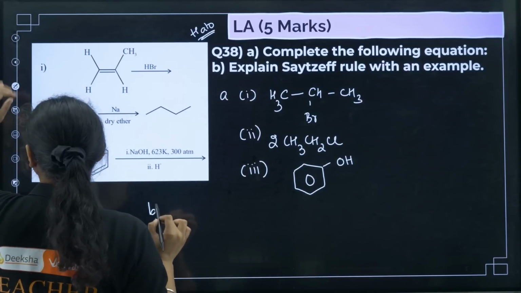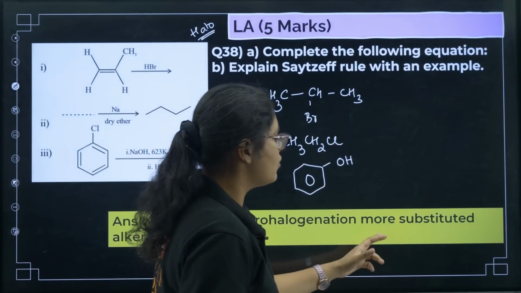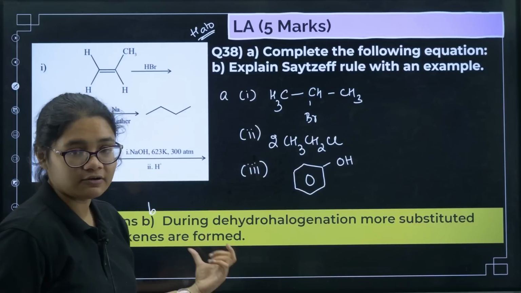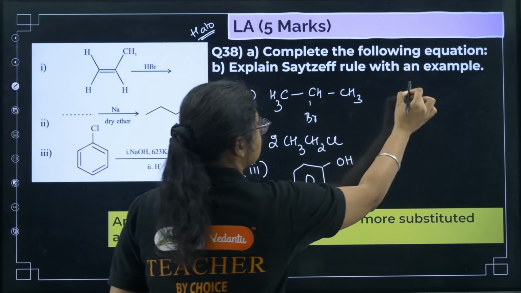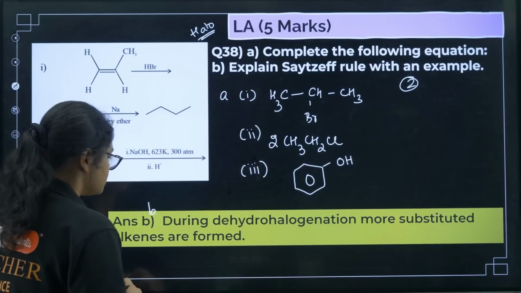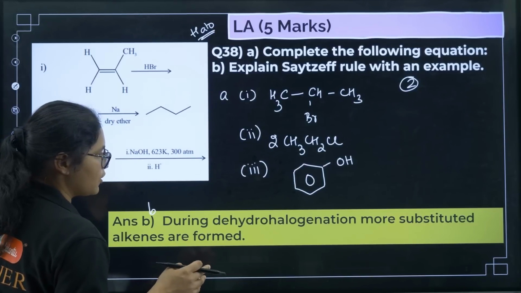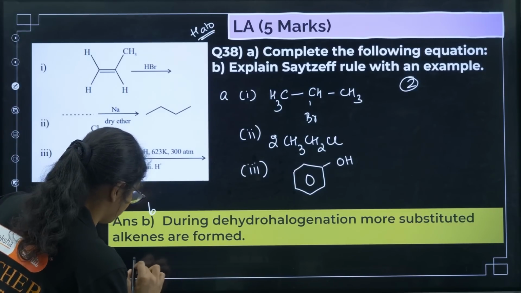Next, explain Saytzeff rule. So according to Saytzeff rule, what happens? During dehydrohalogenation, more substituted alkenes are formed. So this one carries 2 marks, and you have to write it with an example. So let us write an example. Suppose I have propene. Not propene, I have butene. So I have 2-chlorobutane.